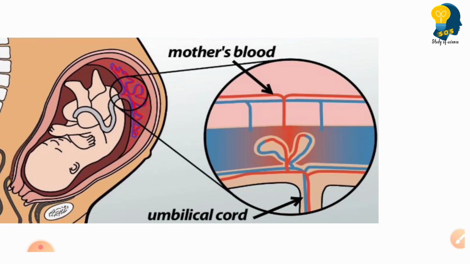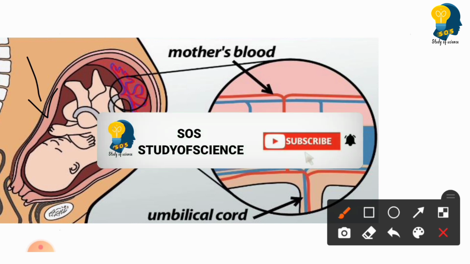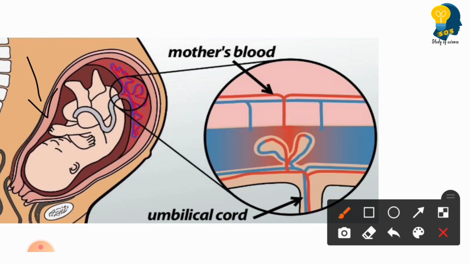Finally, the development of the child inside the mother's body takes approximately 9 months. After 9 months, the child is born as a result of rhythmic contractions of the muscles in the uterus. That means the uterus will contract, and as a result of this contraction, the baby is born. I hope you have all clearly understood fertilization and the different steps which take place after it.